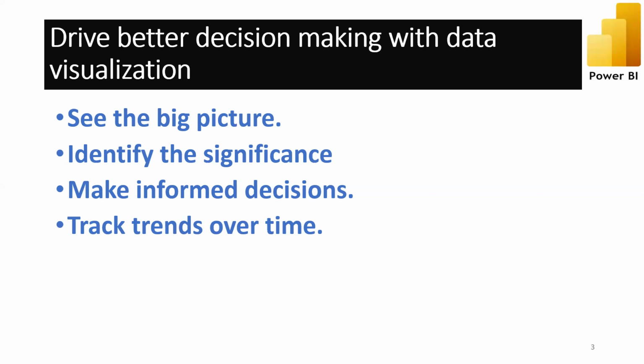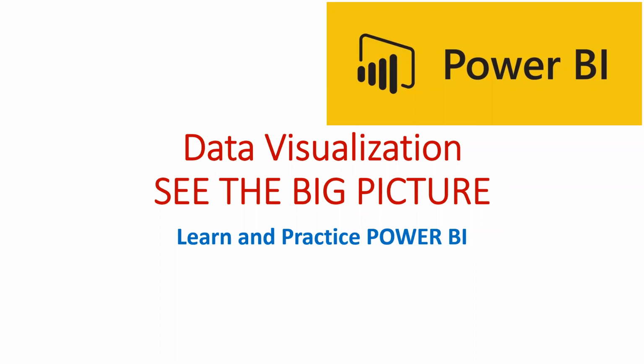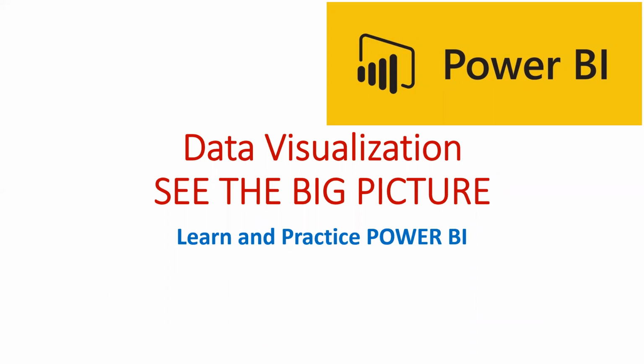So in this section, we are going to use the Walmart dataset and we will create visualizations using this dataset. So let's move on. In the first visualization, we'll talk about how to create the big picture. In this section, we will look at the card visual, the KPI visual, creating a horizontal slicer, the gauge visual, and grouping visual interaction. So let's get to them one by one.